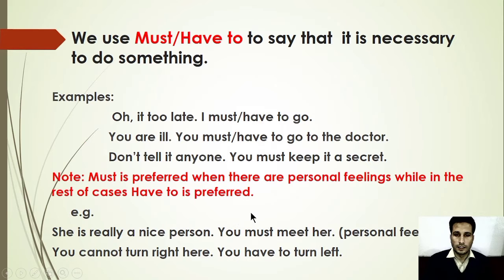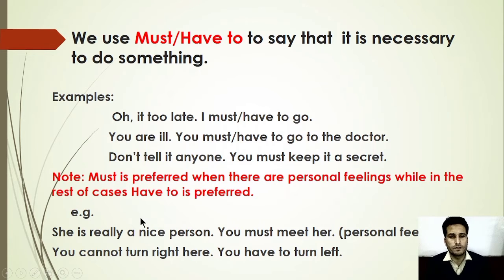Okay, next we use must or have to say that it is necessary to do something. Okay, so for example, oh, it's too late, I must go, or I have to go. You are ill, you must go to the doctor, or you have to go to the doctor. Do not tell it anyone, you must keep it a secret.